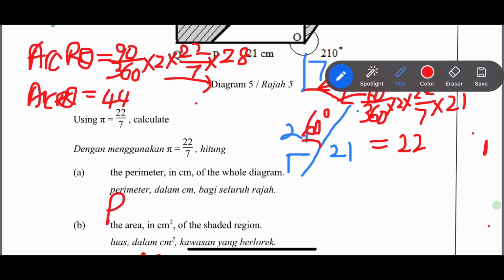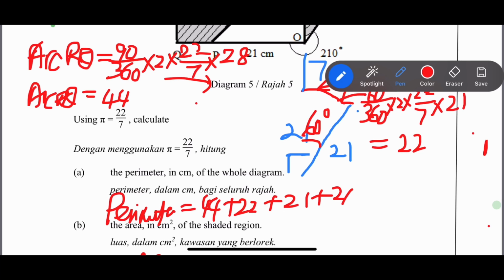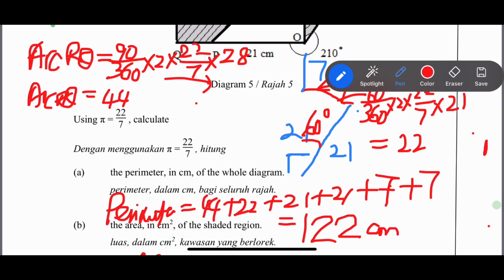Then we will try to add up the length for the perimeter for the whole diagram. So we will add one by one. Okay, so finally you have the answer, which is equivalent to 44 plus 22 plus 21 plus 21 plus 7 plus 7, right? So the answer is 122 centimeter, right? Okay, that is the perimeter.